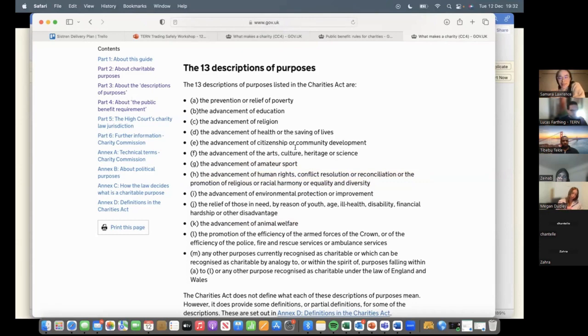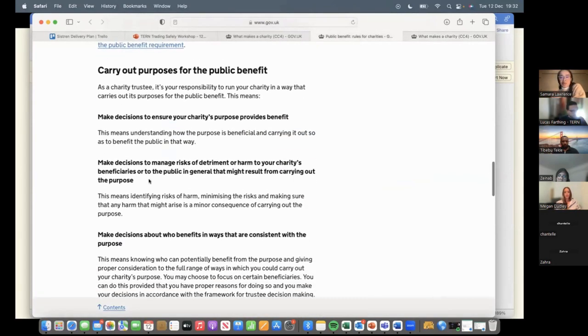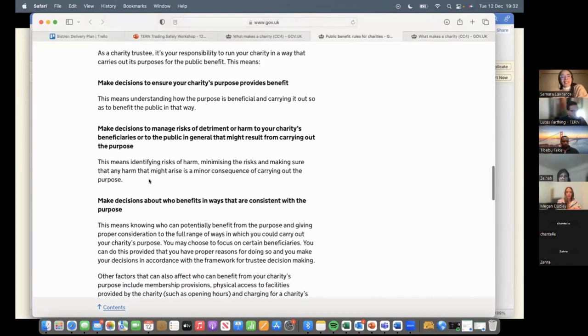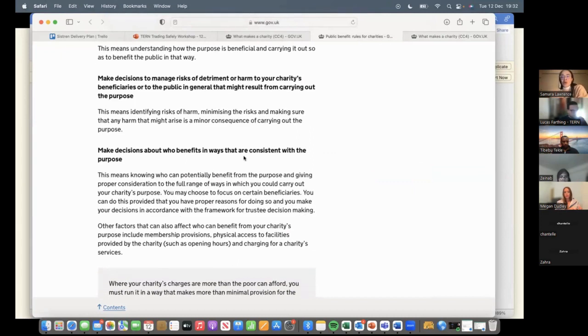Okay, so that's your charitable purpose. Another quick point is around public benefit. As I mentioned, it's not just your charitable purpose, but you also need to show sufficient public benefit is provided in the work you're doing. That's just showing who is going to benefit from your organization's work, and that you're not going to cause any harm in what you're doing.